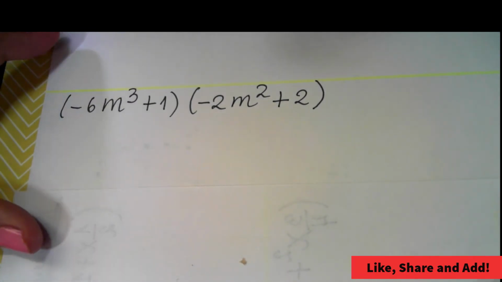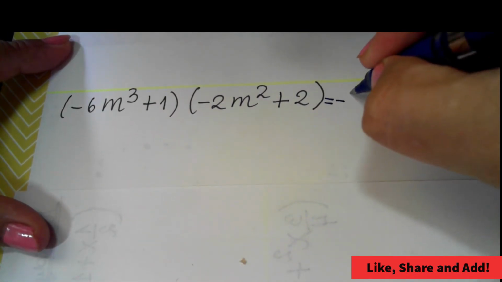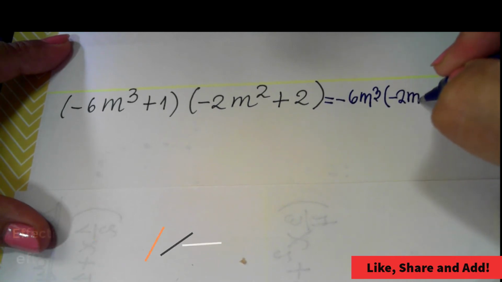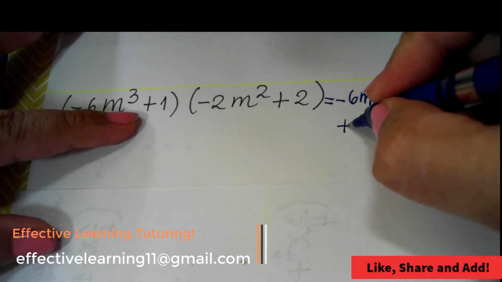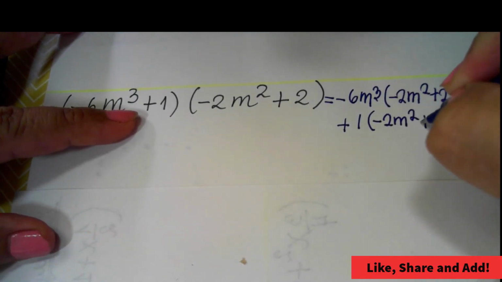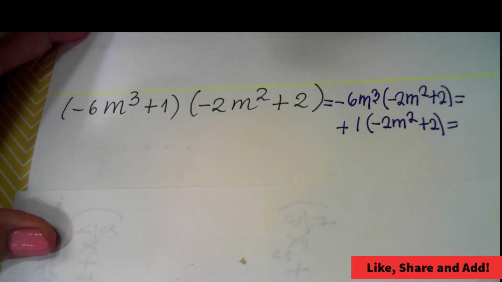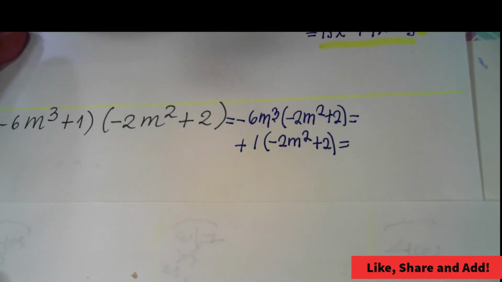We have to multiply negative 6m cubed times negative 2m squared plus 2. And the next is plus 1. When it's plus 1, you know that you just copy the same when you multiply. So we're going to get the partial solutions, okay? Here I'm going to copy. We're going to work here.